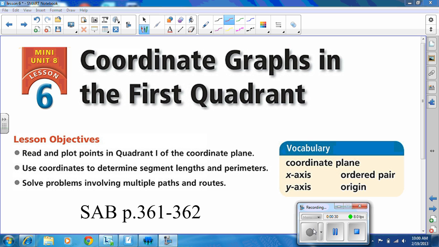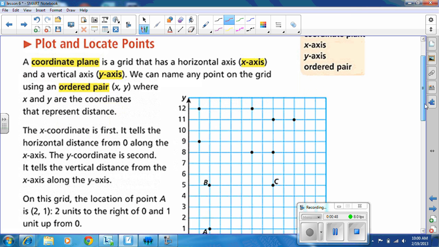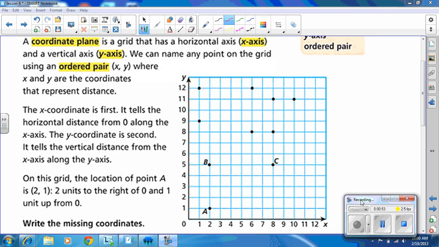things like that. So we've been talking about the X and Y axis, ordered pairs, and where you start, or the origin of it. You need SAB page 361 to 362. Okay, so the first thing is a coordinate plane. That's just a grid. It has an X and a Y axis. Your X axis runs horizontally. Okay, so you can see that down here at the bottom.